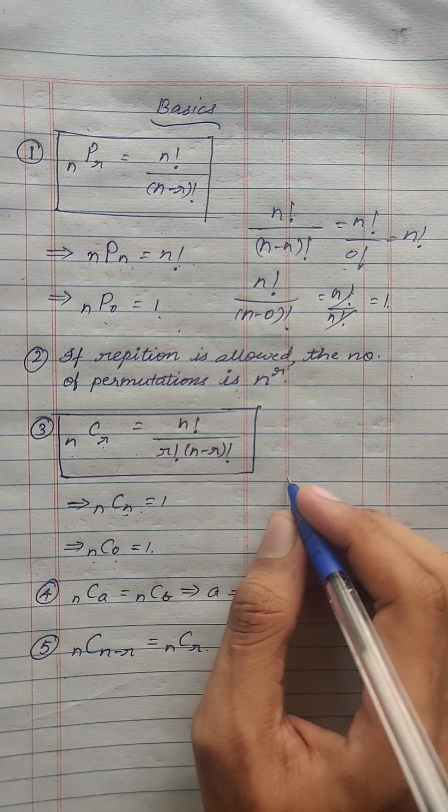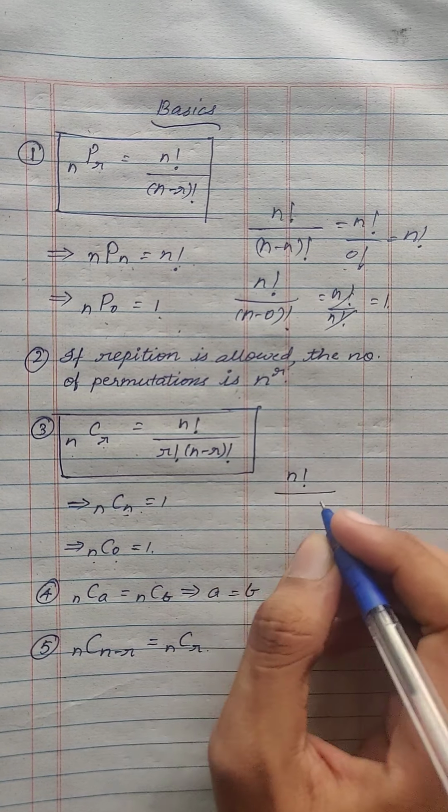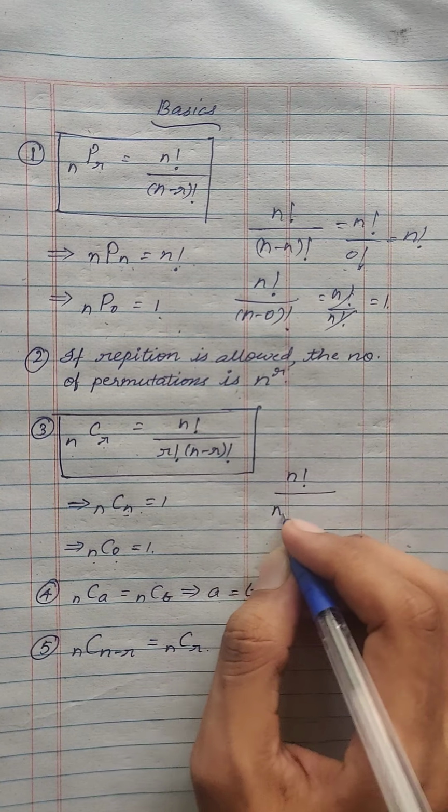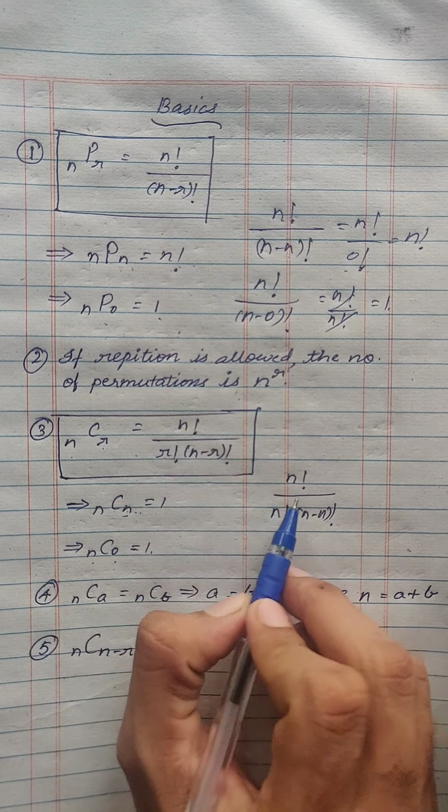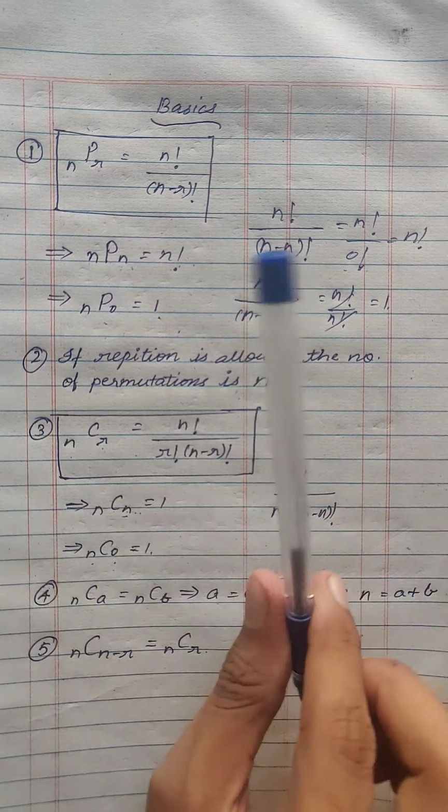Then what you will be getting? n factorial by n factorial into (n minus n) the whole factorial. So this will be the thing. If you substitute n in the place of r, this will become n, this will become n. So n factorial by n factorial will get cancelled. It will be 1 by 0 factorial, which will be 1. So that is how we have got 1 here.